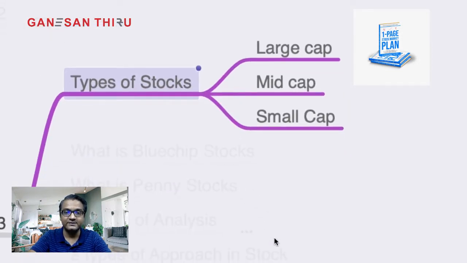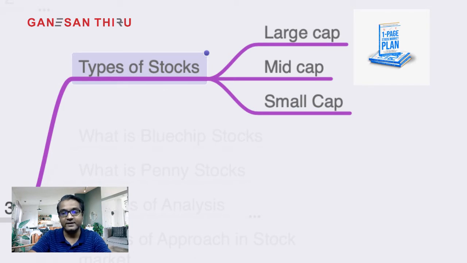The types of stocks: generally if you ask, everyone will say there are three kinds of stocks: large cap, mid cap, and small cap. This is purely based on market capitalization. Market capitalization means the number of shares multiplied by the stock price, very simple. If it is more than 20,000 crore, we call it a large cap stock. If it is between 10,000 and 20,000 crore, it is called mid cap. And if it is less than 10,000 crore, down to 5,000, it is called small cap. So in a broad way, this is market capitalization, and these are the three different types of stocks.